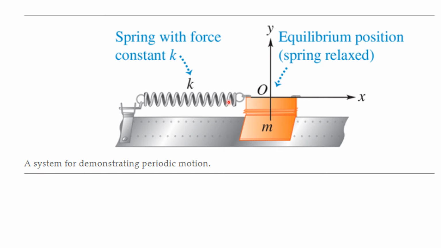Often we talk about the spring system demonstrating periodic motion, because you'll pull it out, and it'll bounce back and forth, back and forth, back and forth. And when we do, we're talking about a spring with force constant k. This was what we studied with Hooke's law, and that's the equilibrium position.